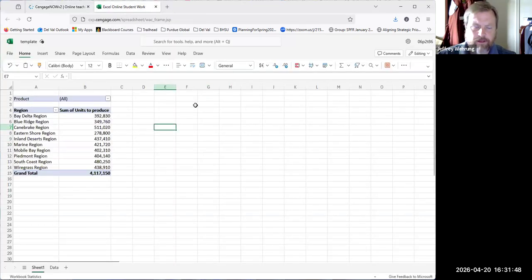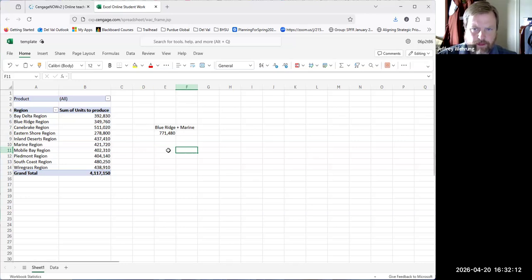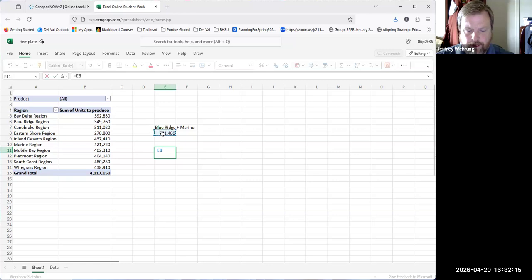Okay, so let's see. So Blue Ridge plus Marine equals Marine, okay, and I just want that, right? And I want this number as a percentage of the total, okay, so it gave me 18.7%.